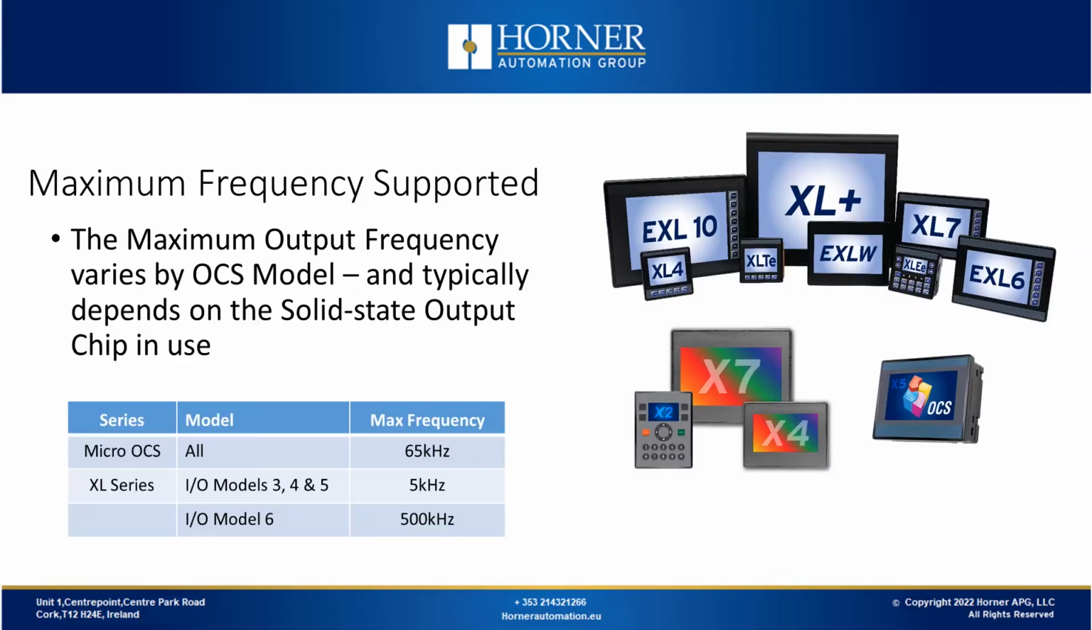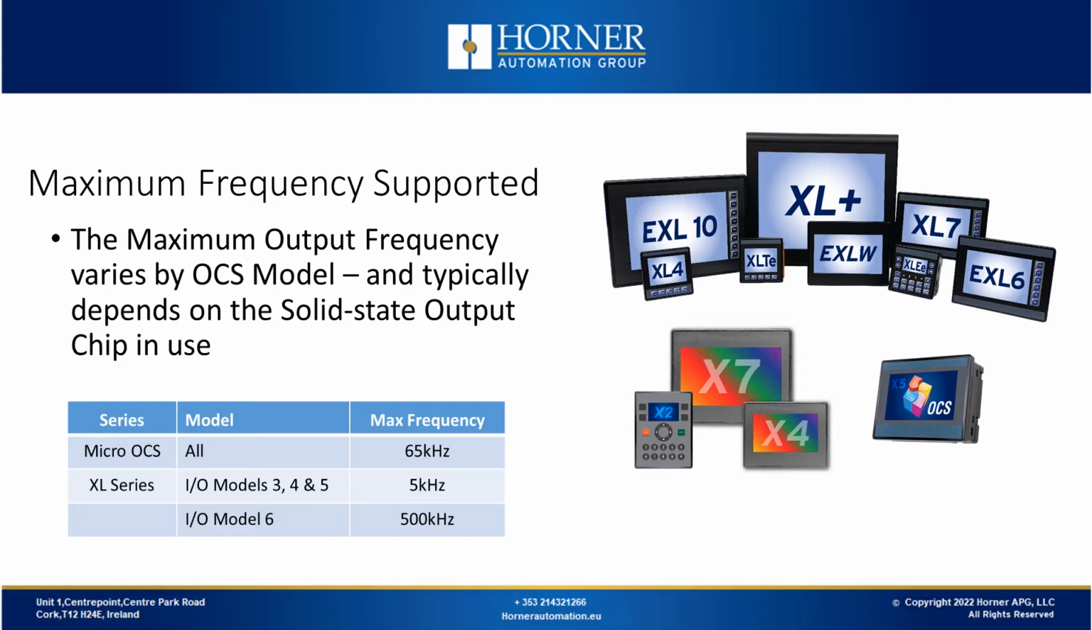Now we'll look at finding the maximum frequency that is supported by the OCS that you're using. You will find different specifications in your cut sheets for specific models. The Micro OCS family can support output frequencies up to 65 kHz, meaning they were built with output chips that can support up to 65 kHz as standard. For the XL series, models 3, 4 and 5 can only support up to 5 kHz.